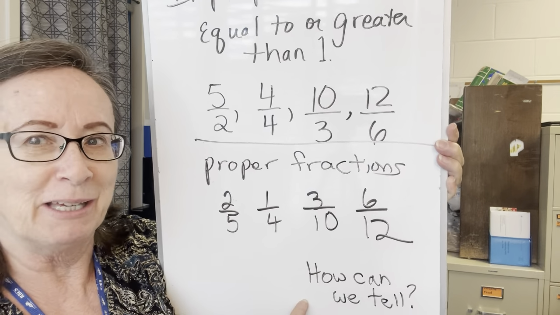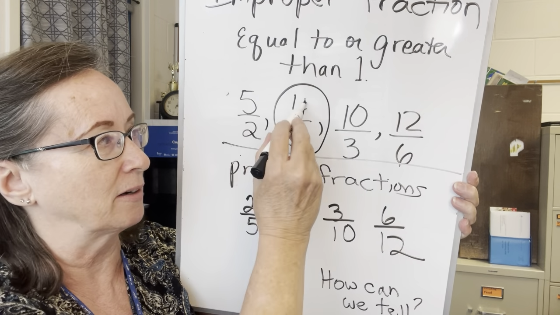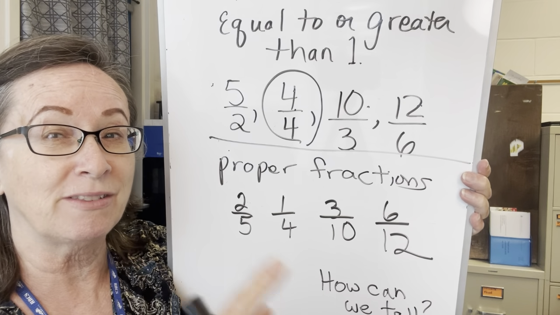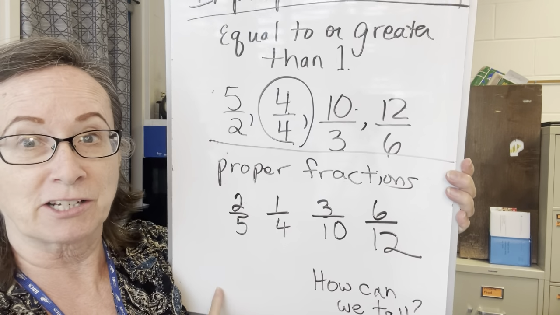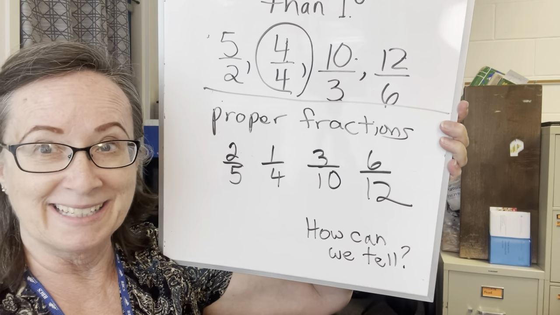How can we tell if a fraction is improper or proper? What is the answer to that question? Okay, look at the ones that are improper. What do you notice? They're either equal to 1 or the numerator is bigger than the denominator. Here the numerator is equal to the denominator. So could we say that if the numerator is equal to or greater than the denominator, then we have improper fractions? And proper fractions are those fractions that have a numerator that is definitely smaller than the denominator. That would be a good way to tell, wouldn't it?